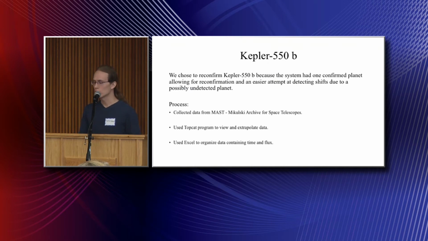Now, we chose to do Kepler 550b because there was only one planet in the system, and our objective was not just to confirm the planet's transit, but to search for a secondary planet that we're not seeing because it's not in the plane. If there was a secondary planet, the idea was that this would cause some changes in the transit of the planet we are detecting, so searching through the changes in this transit might give us some idea of that. So we collected the data from the Mikulski Archive for Space Telescopes, extrapolated it with a TopCrop program, and then put it all into Excel to organize it.